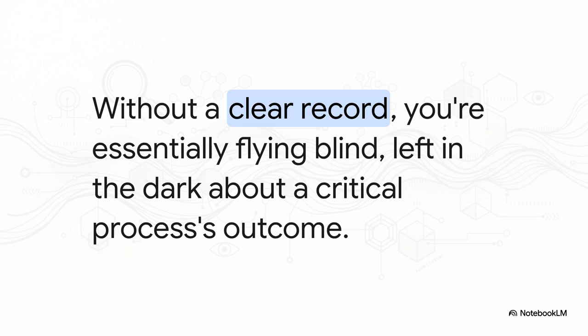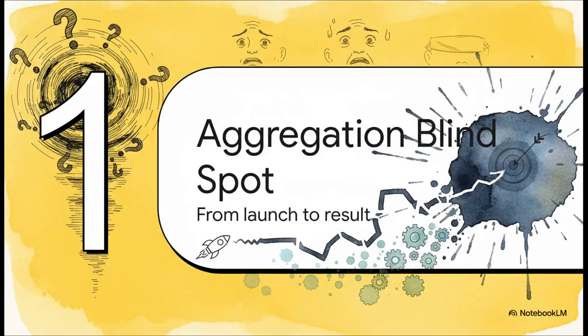And that really gets to the heart of the problem, doesn't it? If you don't have a clear record, you are totally flying blind. You've set a critical process in motion, but you're left completely in the dark about how it went. We can call this the aggregation blind spot. It's that anxious moment between hitting launch and actually knowing for sure what the result was.